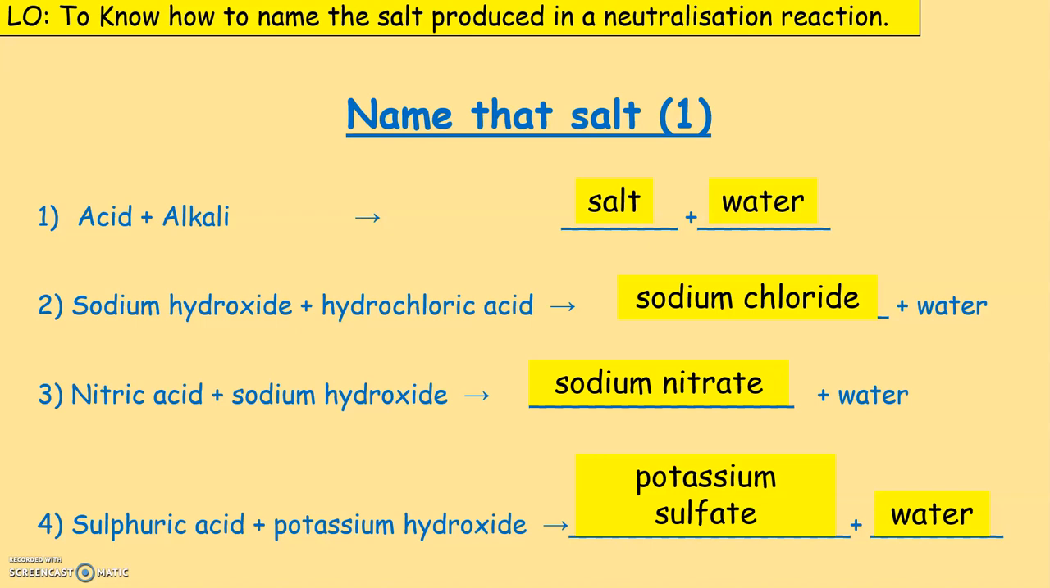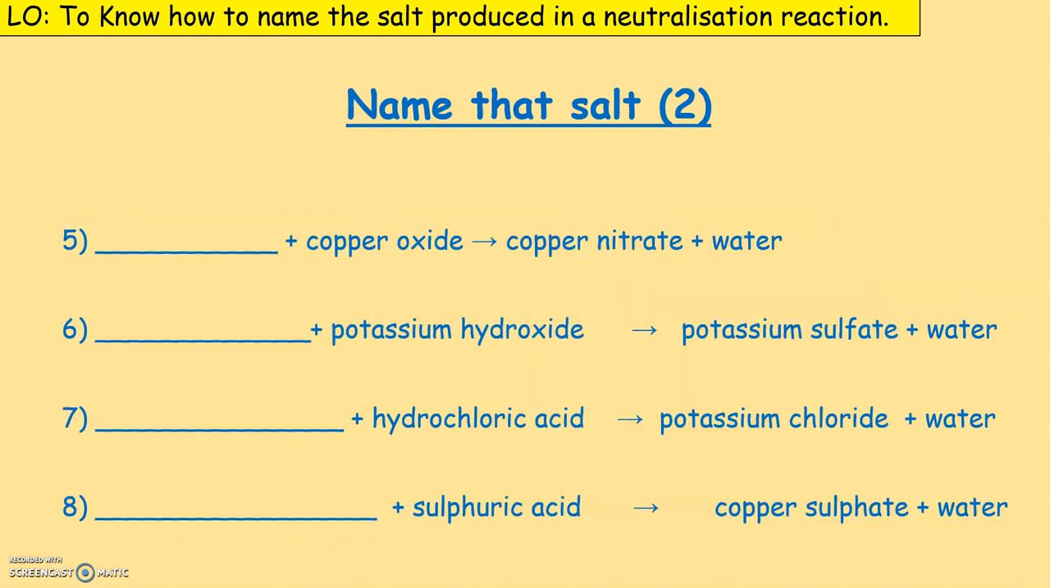All right, let's go through the next one. This is the second to last one, actually. This time it's telling us to fill in the first gap. It's asking us to figure out what our acid is. So copper oxide reacting with an acid gives copper nitrate and water. Again, pause the video, try and do this, and when you're ready, press play.